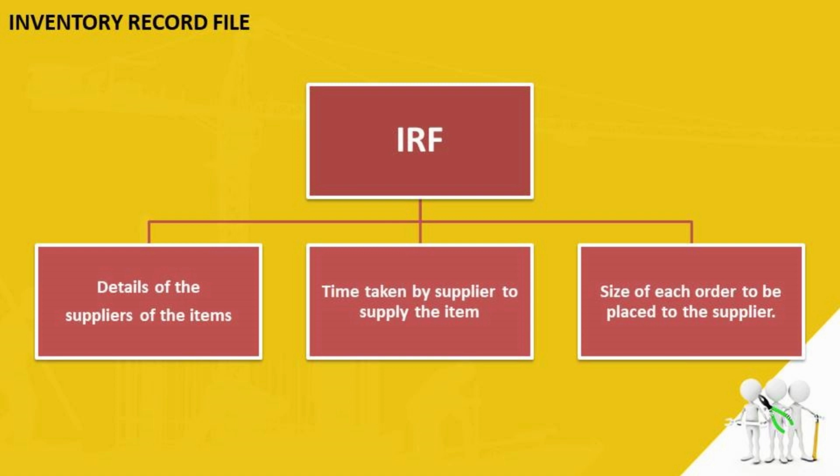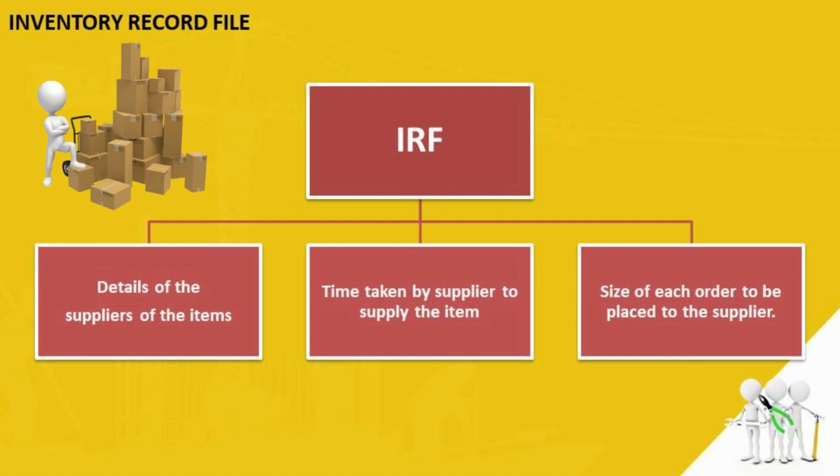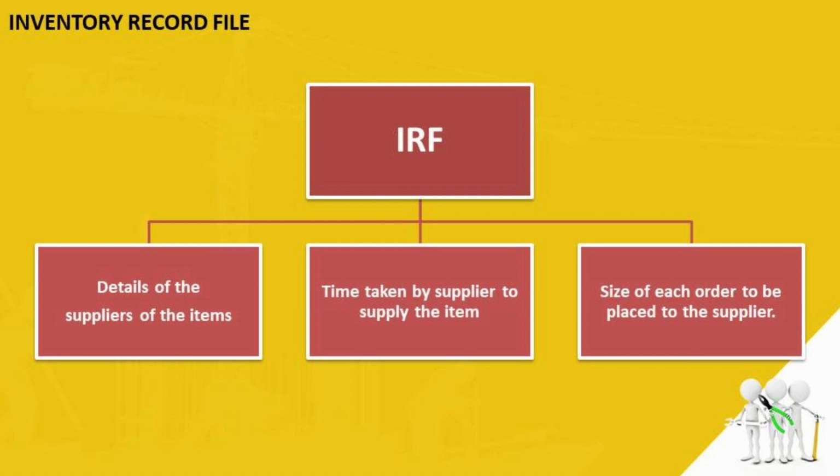This necessarily contains 3 things. Details of the supplier of the item, so basically details of the vendor. The time taken by him to supply the item, that means how much time, it can be hours, weeks, months, or even years, that particular supplier takes to supply the particular item. And the size of each order to be placed with the supplier. So an IRF contains these 3 necessary things.